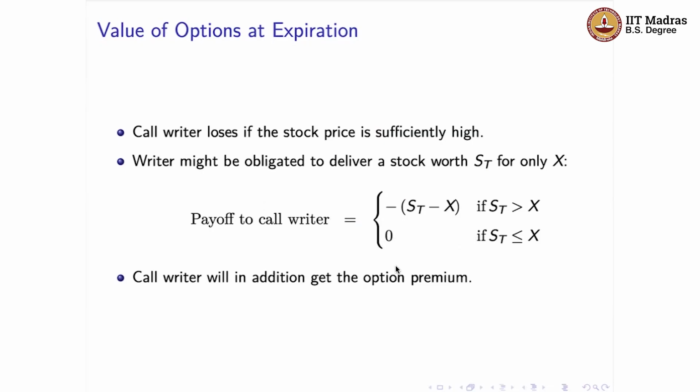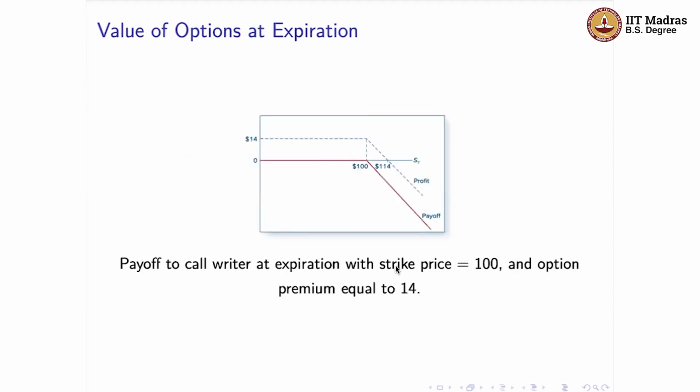So we can again also plot this. In the same example that we had, if you have got ST less than the strike price of 100, then the option is not going to be exercised, and so the payoff is going to be zero for the call writer, and the profit is going to be 14, right? Why is the profit 14? Because the price at which he had sold the option was 14, right? So this is the difference that you see here.